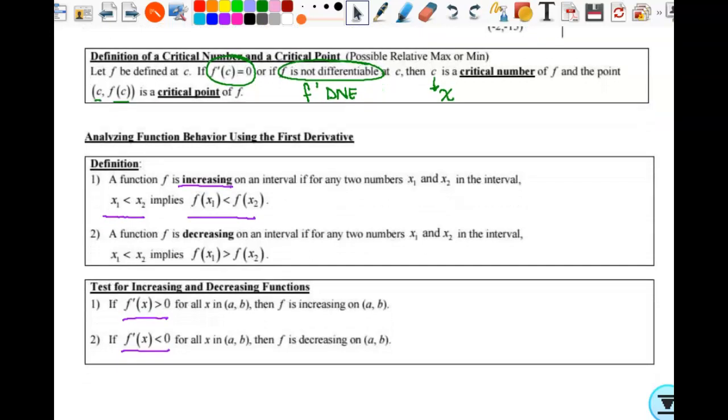But you use the first derivative, right? We find the first derivative and we find our zeros. That gives us our critical points, right? Make sense? Remember doing that? Okay. So we went through all that.